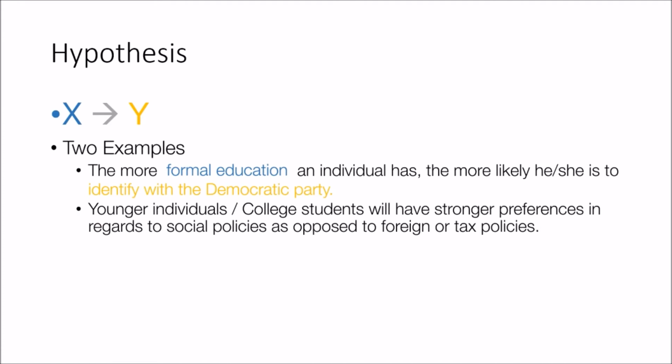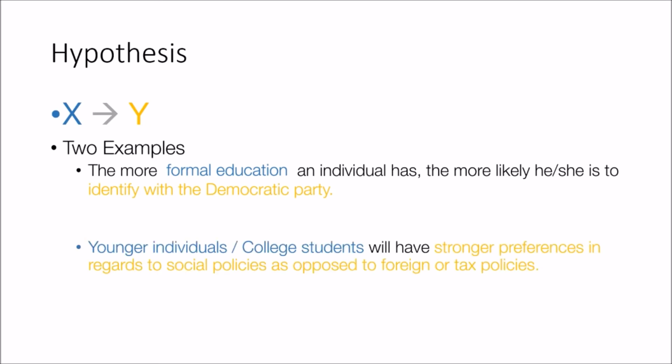The second example is younger individuals or college students will have stronger preferences in regards to social policies as opposed to foreign or tax policies. So in this case, younger individuals or college students will be our independent variable. We're going to look at young people and we're going to look at old people, and then compare how they respond to social policy questions and foreign and tax policy questions. So here is the nice color coding that we had before.